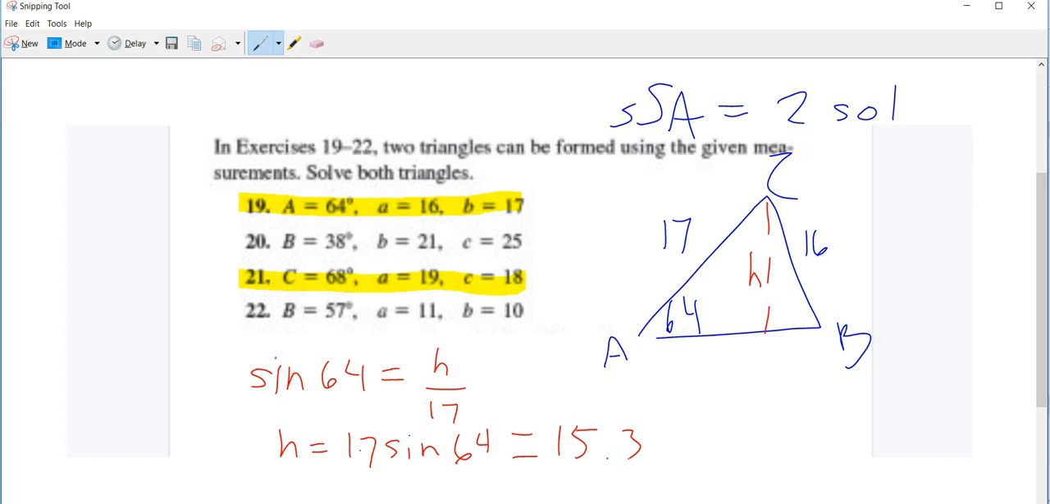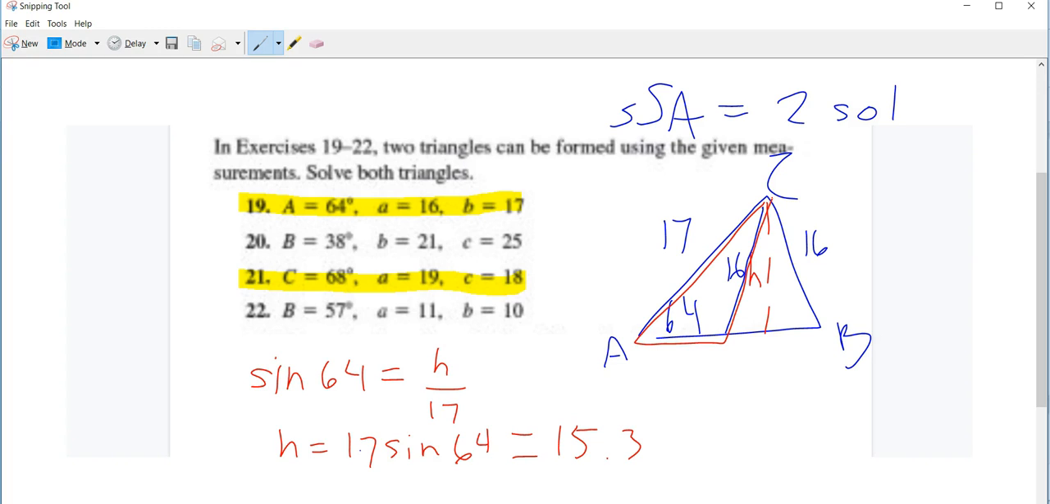So we have the two solution situation in effect. Because I don't know whether that 16 goes like that or it goes like this. Because there's two different triangles. So we could have the big one, or we could have the red one. The big blue or the little red. Solve both triangles. Okay. Sounds like a lot of work.